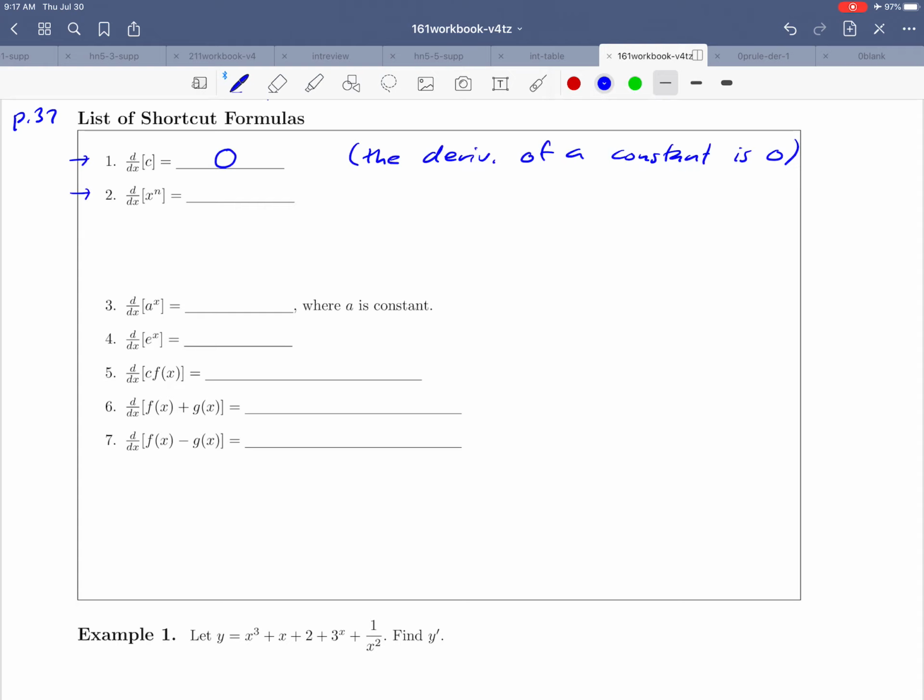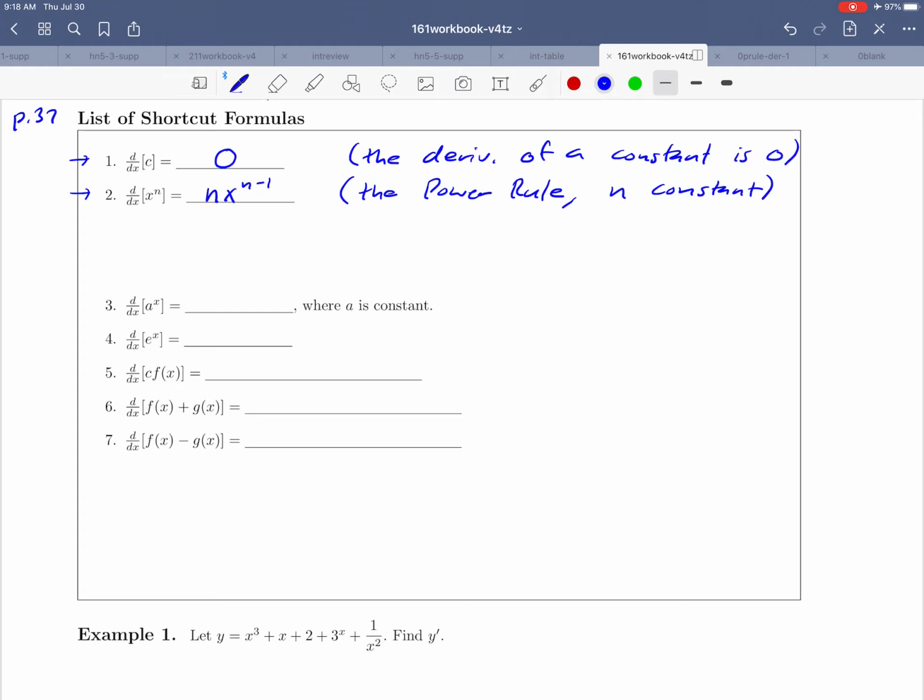Okay, so what if we want to take the derivative of a function that looks like x to the n, okay, where n is a constant? Turns out you can take that derivative in one step by just writing down nx to the n minus 1. This formula has a name, it's called the power rule. And you want to remember when you look at it, what's very important is that n is constant. This is a formula for taking the derivative of x raised to a constant power.